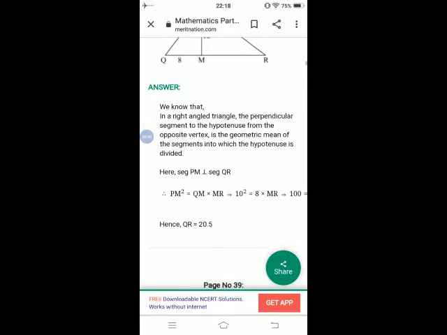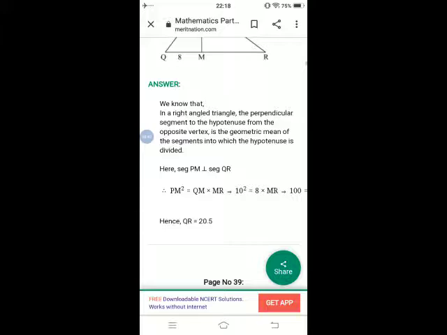Therefore MR is equal to 100 by 8. So 100 by 8 is equal to MR. So MR will be equal to 12.5. Okay, so now you got MR as 12.5. And what is your QR?